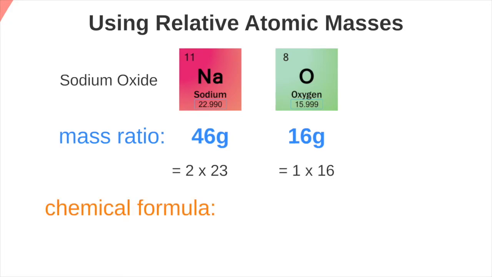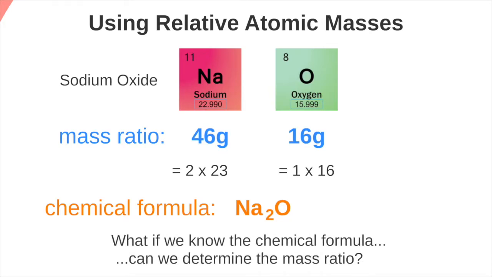So our chemical formula will show that for every 2 units of sodium, there's 1 unit of oxygen. And the way we write that is sodium with a 2 after it and oxygen with nothing after it to indicate there's only 1. Now what if we know the chemical formula first? Can we do the reverse process to determine the mass ratio?